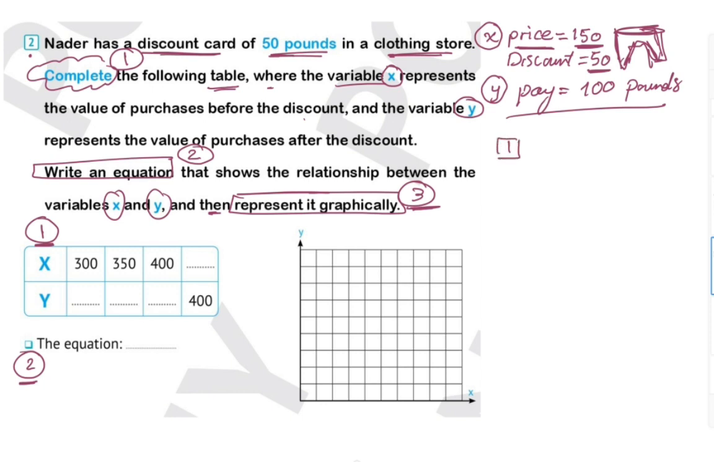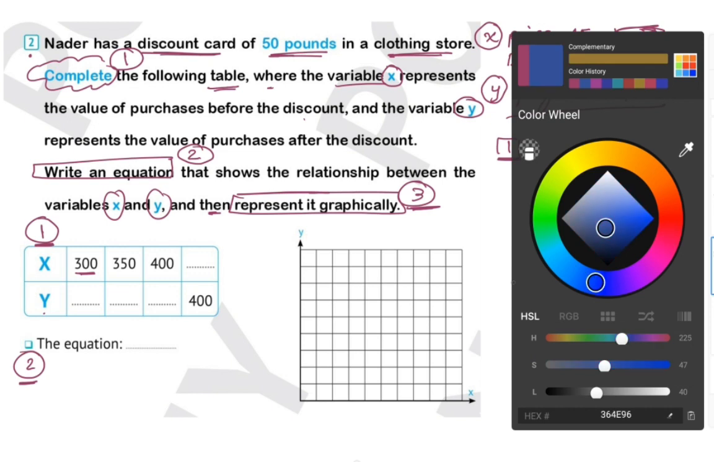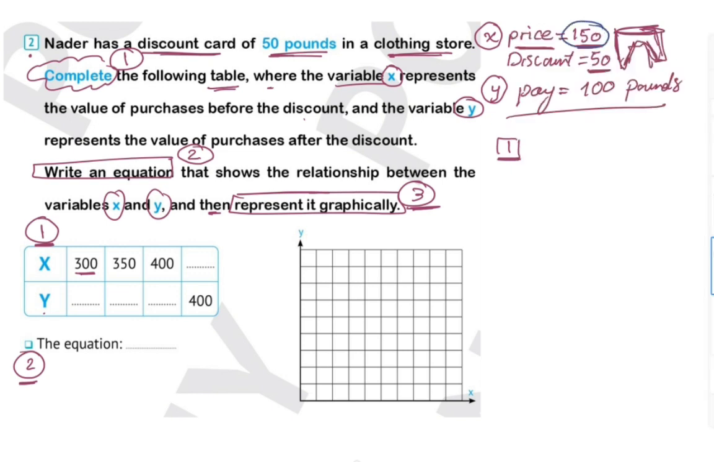First part, I need to complete this table, okay? Note with me, I have x equal 300. Y equals what? What's the meaning of x? X represents the price before discount. And y, what you will pay, okay? Now, what was done here? Here we have x is 150 and y 100. That means I just subtract 50.